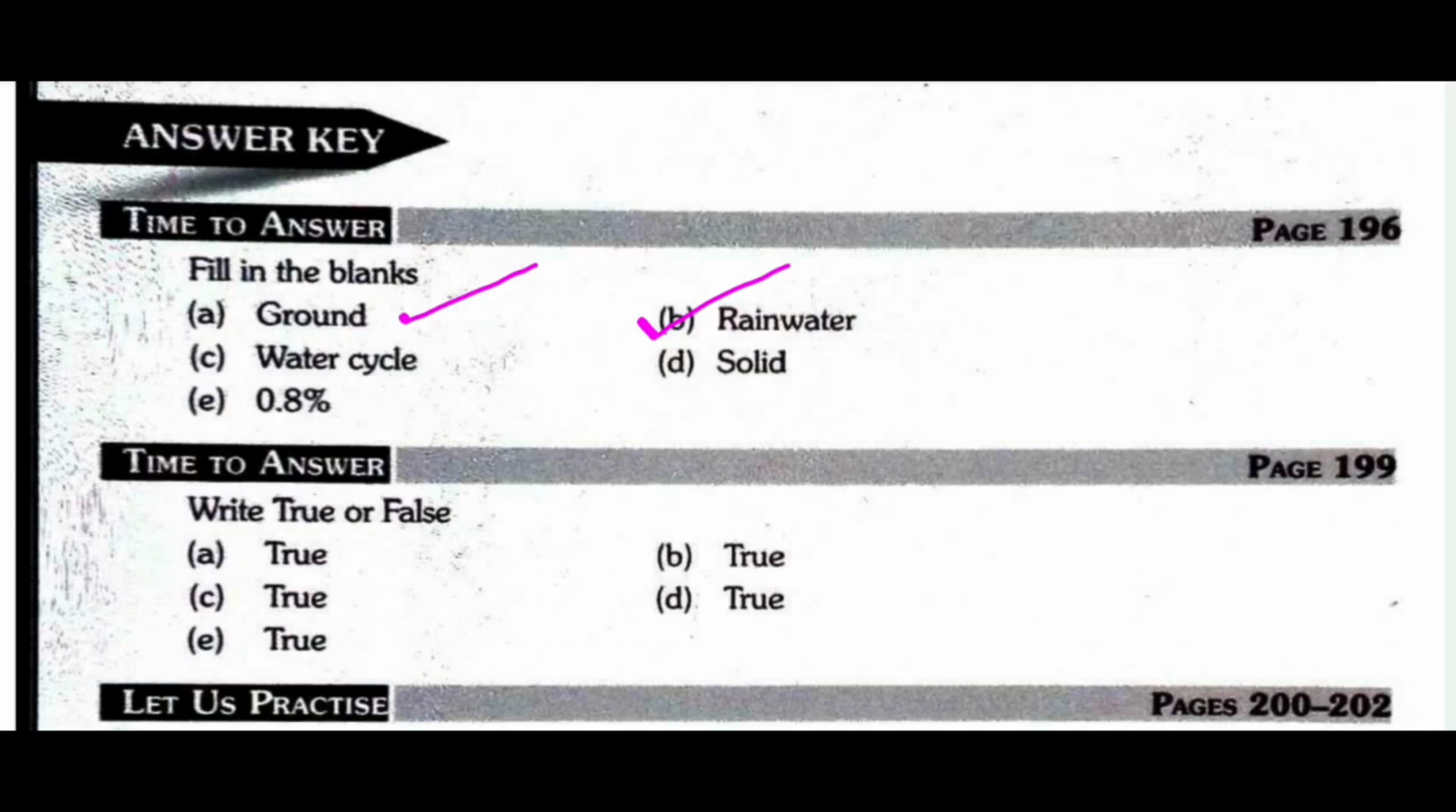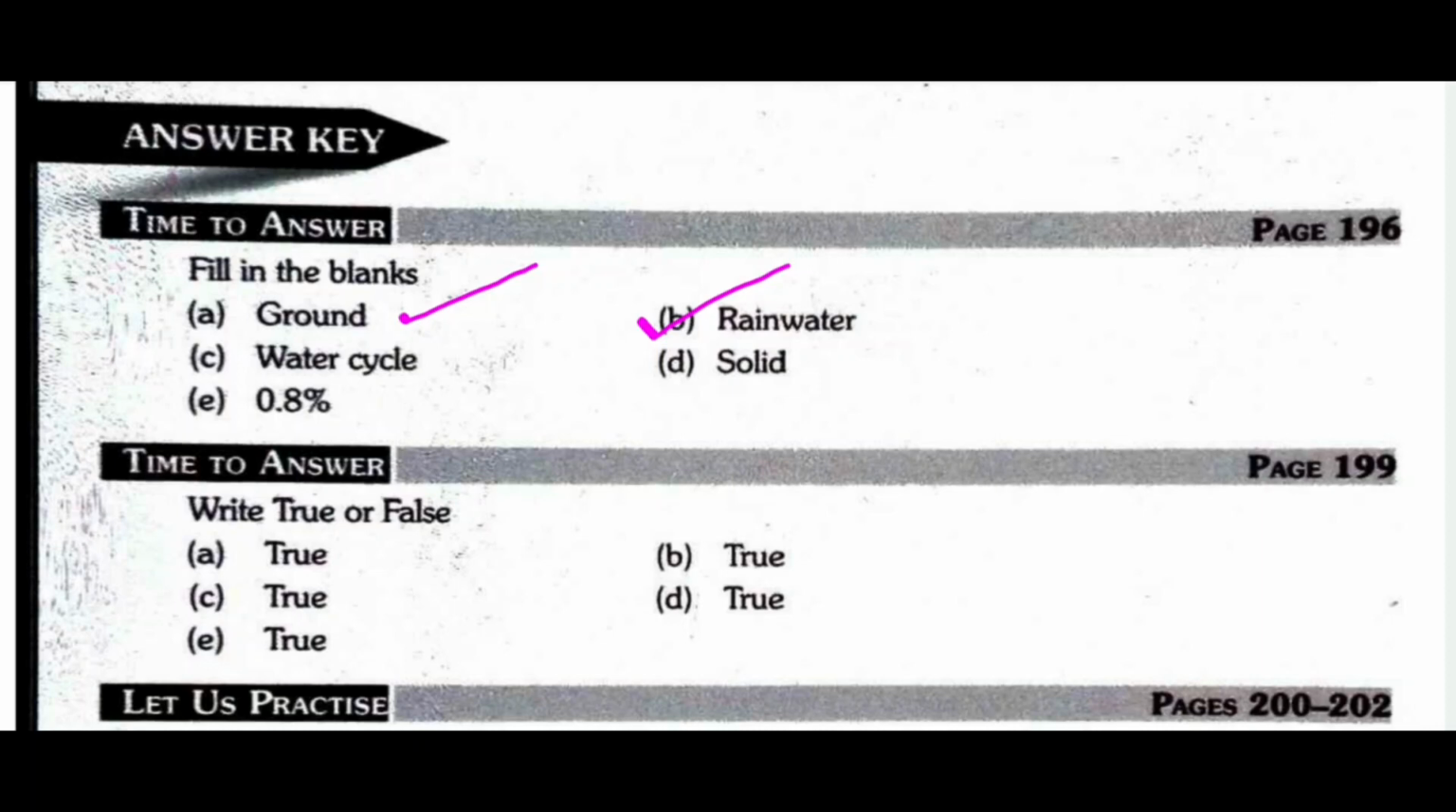Why? You told me also, sir, why not the sea water? Because sea water is saline water, that water is not usable. So rainwater is mostly needed for our crop production, for our sweet water like ponds, rivers. Okay. So the main source of water on the earth is rainwater.